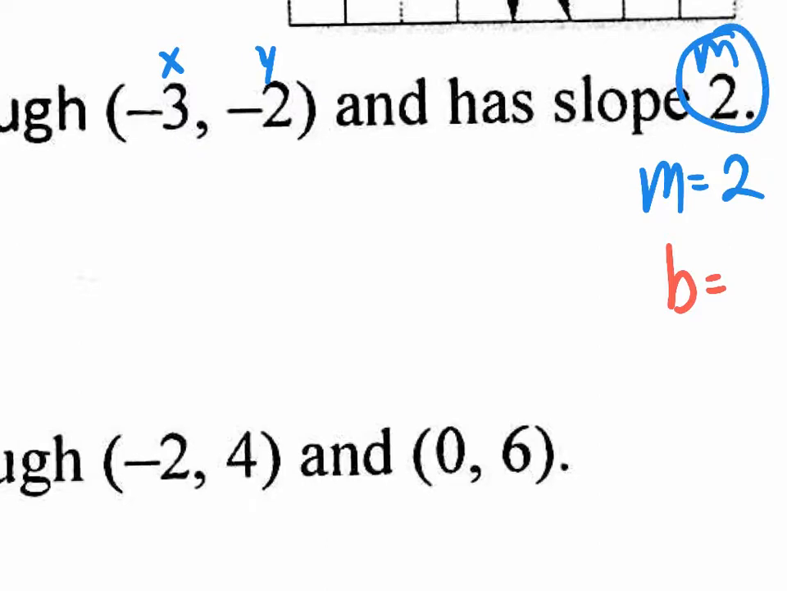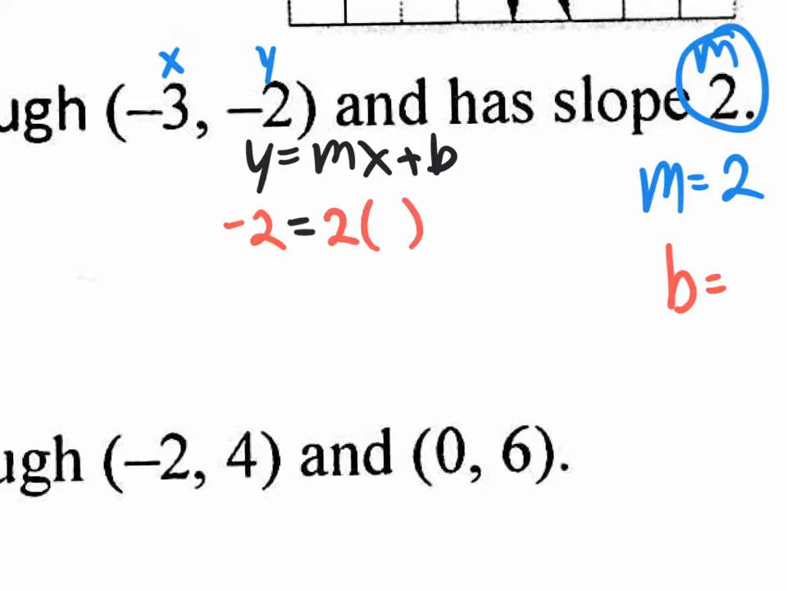So before we plug in, let me just show what we're plugging it into. Y equals mx plus b. And yes, we're plugging in the -2 value for y. So that's going to be -2 equals, we're going to plug in the 2 for m right in here. So we're going to have 2 times x. And what is x? -3. Plug in -3 right there. And of course, we have the plus b.